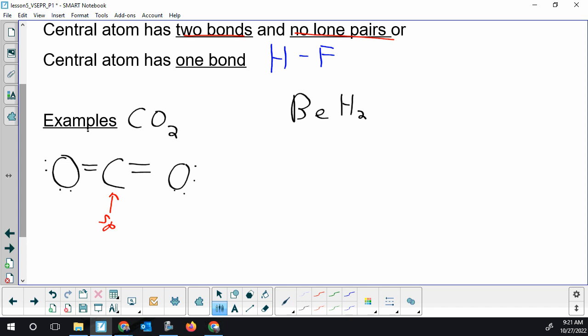Beryllium's in group 2. It would have 2 dots in its Lewis symbol. Beryllium wants to form 2 bonds, and that's why there's 2 H's. Beryllium has no lone pairs. If it did, it wouldn't be straight, but the absence of lone pairs makes it linear. 2 bonds, no lone pairs.